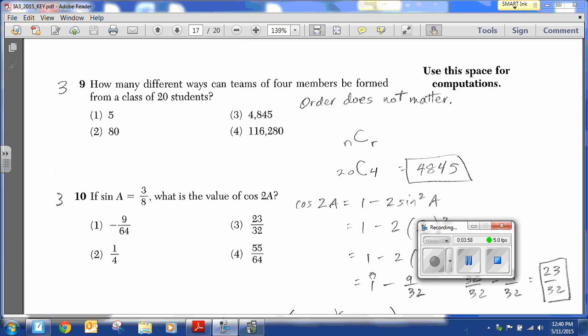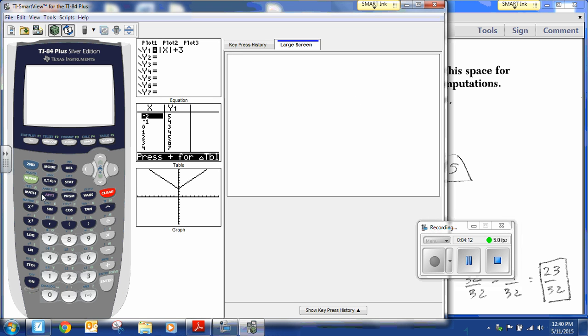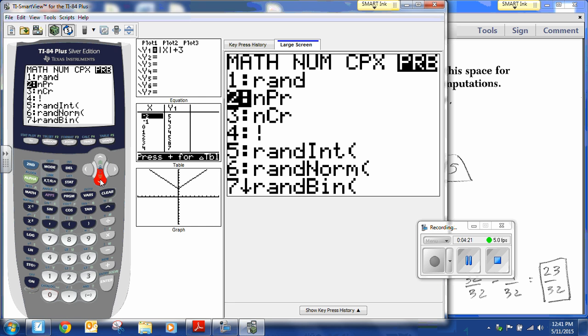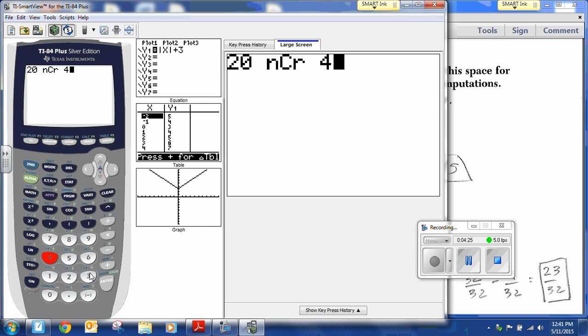Number 9, how many different ways can teams of 4 members be formed from a class of 20? Well, here the order does not matter, so we're going to use nCr. 20 C 4. So we go to our calculator, we type in 20, the first number, we go to math, this is probability, and we're choosing nCr, and 20 choose 4 is 4,845.